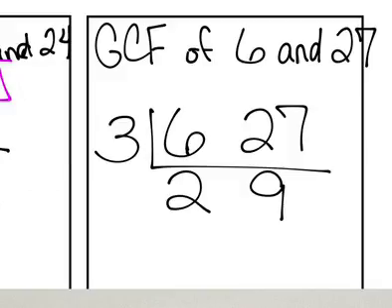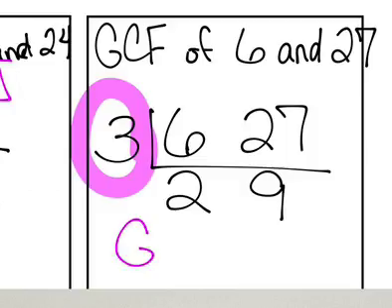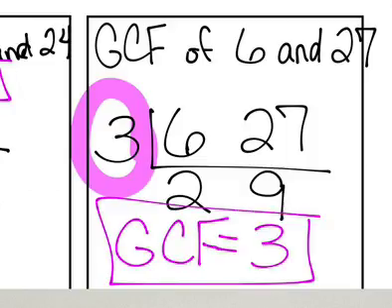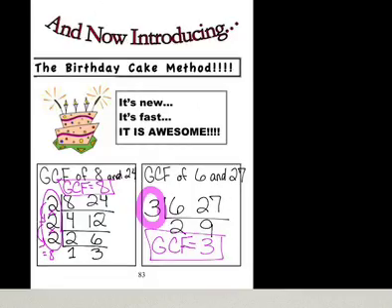Now looking at our bottom layer, we've got 2 and 9. Well, the only thing we can divide evenly into both 2 and 9 is 1. So we stop dividing and scoop up our numbers on the side. Now in this case, we only have one number on the side. So what do we do? You guessed it, that number then is just our GCF, or our greatest common factor. Let's go ahead now and move on to the next page and do some more examples together.